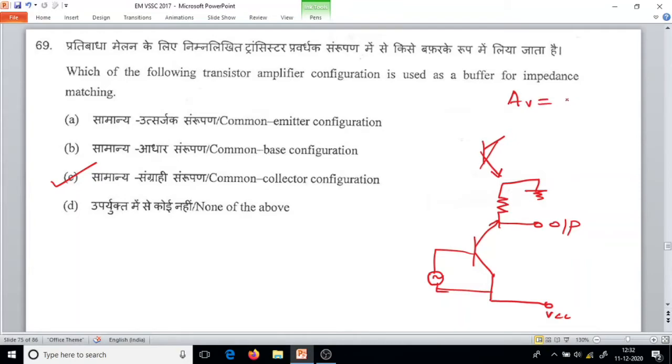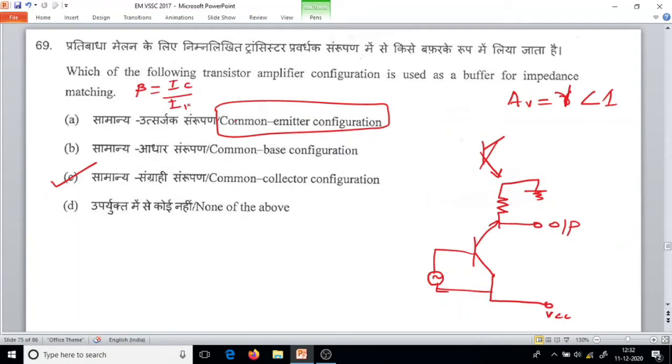It is equal to gamma, which is less than 1, less than unity. That is the common collector. Okay, I don't want to confuse it with common emitter. In common emitter configuration, what is beta? Beta is the current gain, which is given by IC by IB.